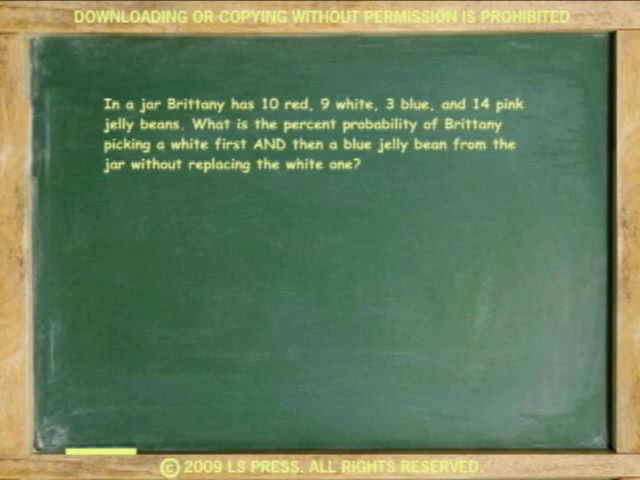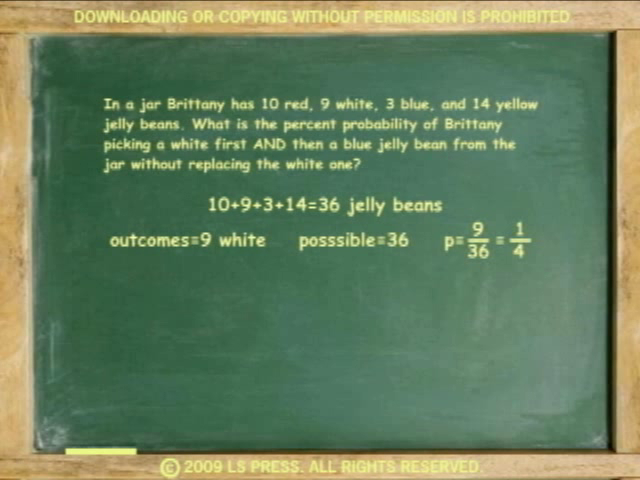Another example. In a jar, Brittany has 10 red, 9 white, 3 blues, and 14 pink jelly beans. What is the percent probability of Brittany picking a white first and then a blue jelly bean from the jar without replacing the white one? Without replacement, white jelly beans first. 36 jelly beans in total. 10 plus 9 plus 3 plus 14. Number of successful outcomes, white jelly beans, 9. Probability is 9 over 36 or 1 over 4.